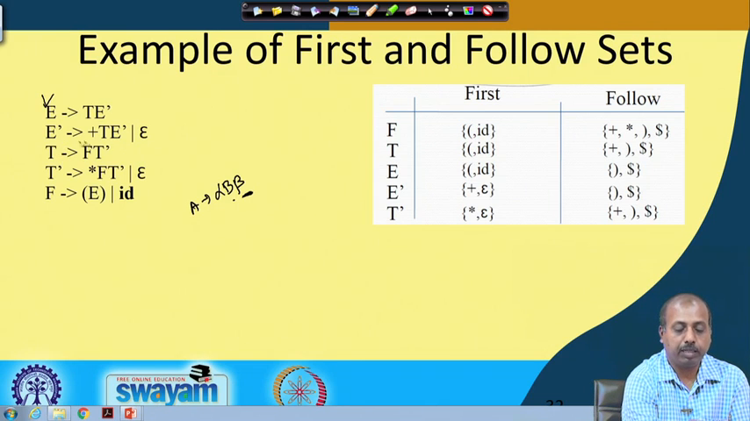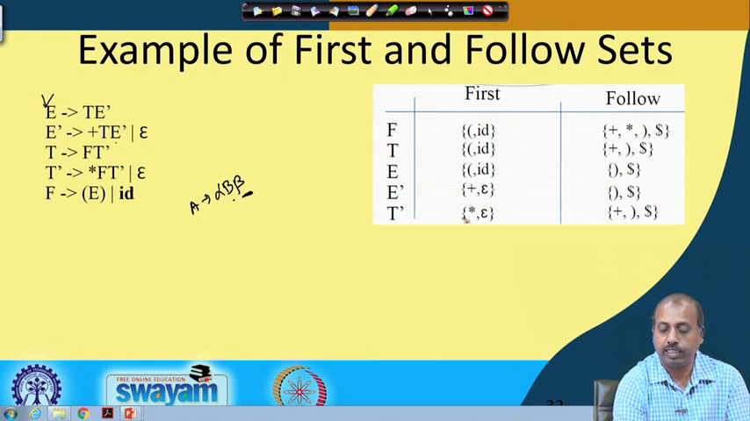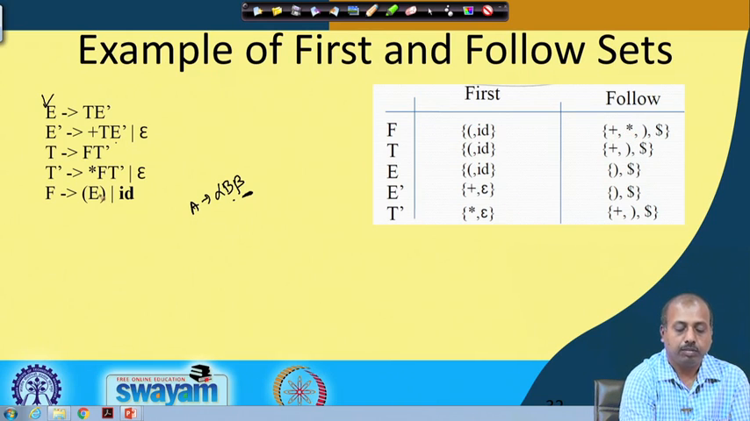Then applying the first principle alpha B beta with the second rule also: alpha is plus, B is T and beta is E dash. So, this does not add anything. So, it remains as it is. Then if we apply this rule, whatever is in first of T dash will be in the follow of F. So, first of T dash has got star and epsilon. So, follow set of F has got star there. From this rule nothing new comes, because whatever is in follow of T dash will be in the follow of F. So, that we have already done.